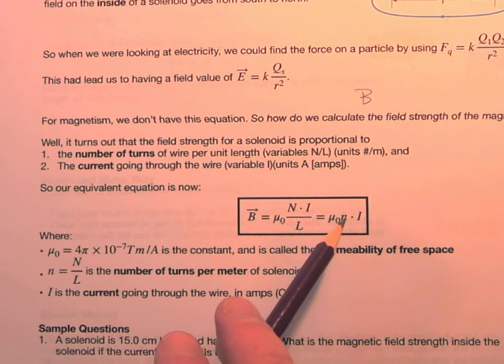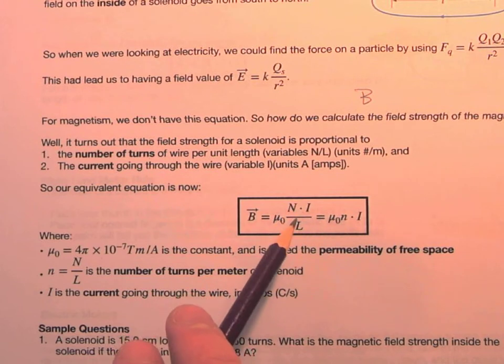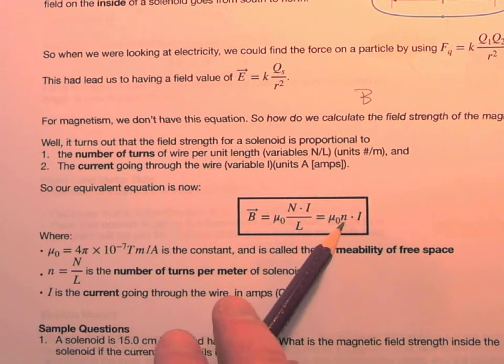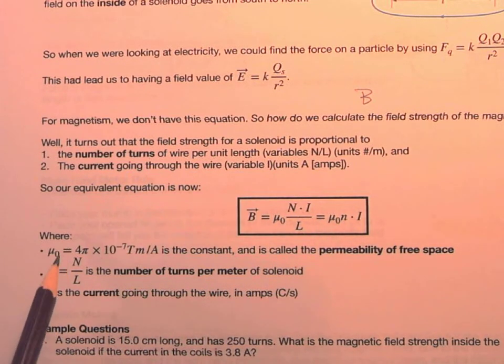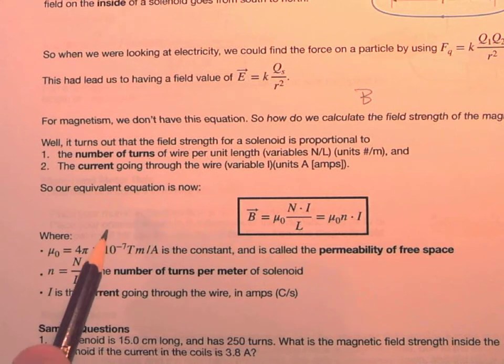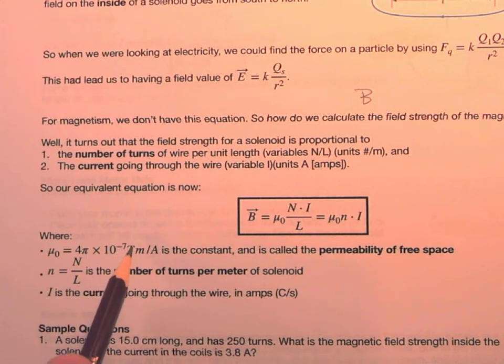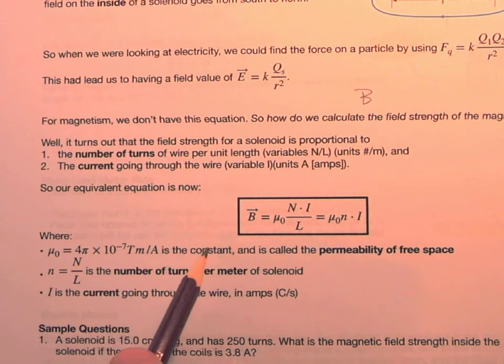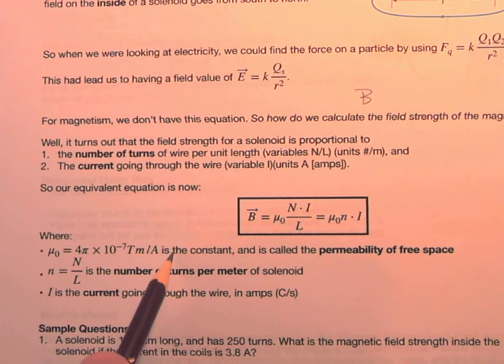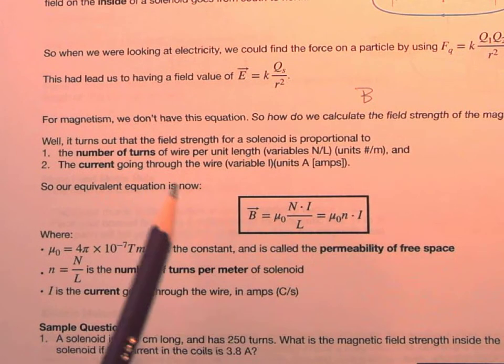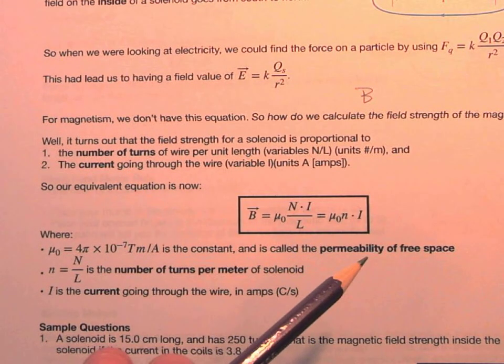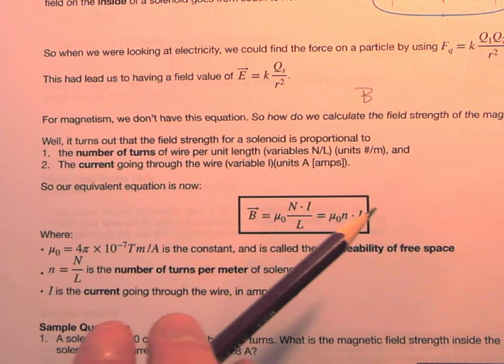And another way to write it is with a small n, which is the same as N divided by L. Let's see, mu naught is 4 pi times 10 to the negative 7 Tesla meters per amp. It's just a constant. It's like the K value, and it's called the permeability of free space.